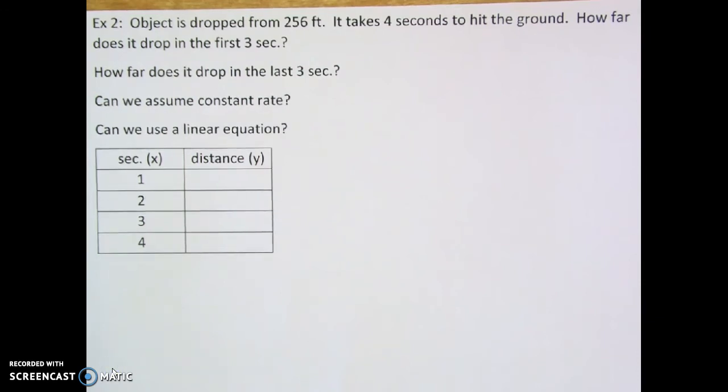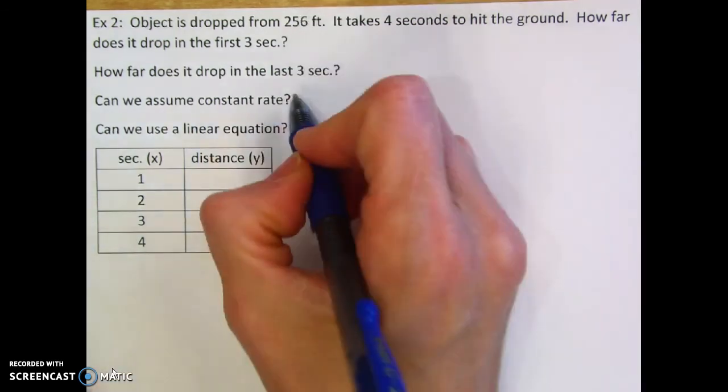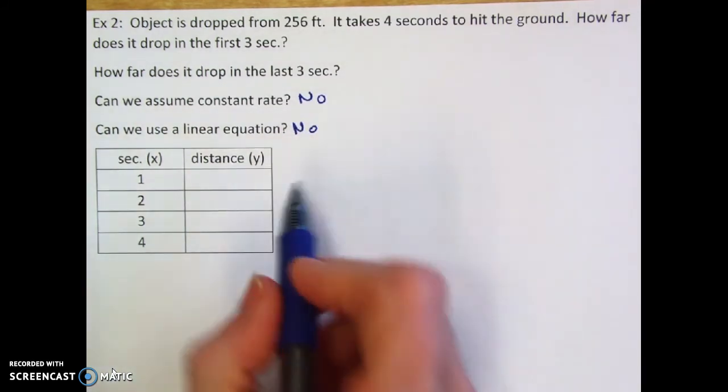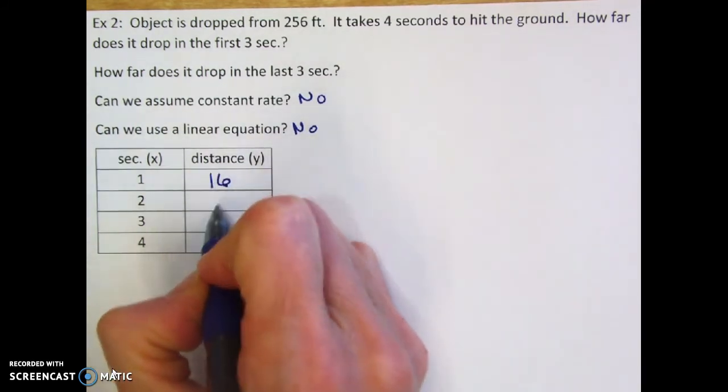Well, if we just think about this, we know that an object free falling from the top of a building is not going to fall the same at the beginning of the fall as it does at the end of the fall because of acceleration due to gravity. So therefore, we cannot assume a constant rate, and we will not get a linear equation for this. That doesn't mean we can't analyze it and look at it.